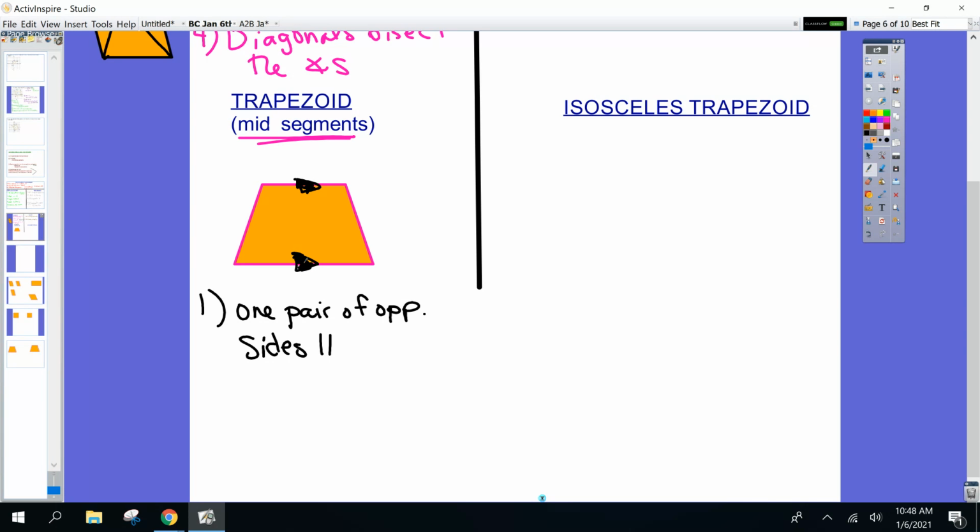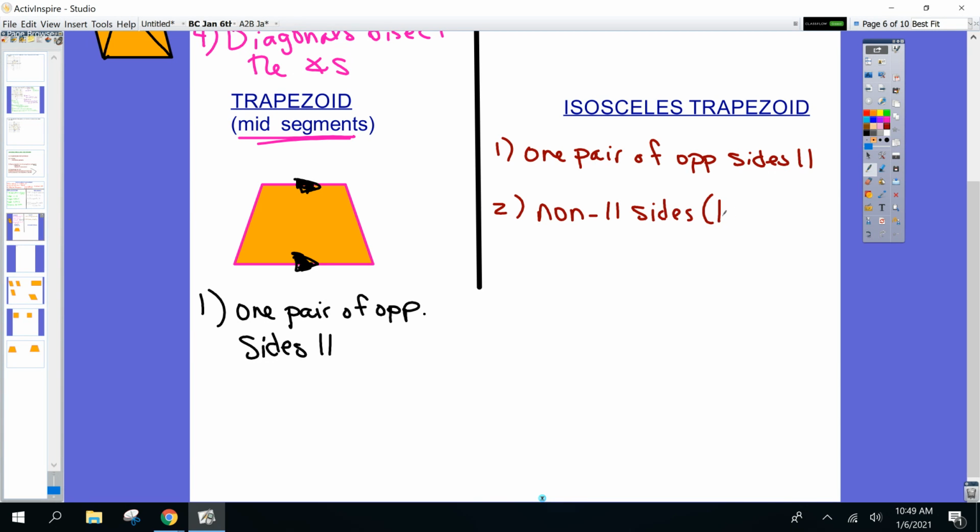All right, isosceles trapezoid. A little bit more to it. You still have one pair of opposite sides parallel. Legs are congruent. Okay, I'm going to write this. The non-parallel sides, which, yes, are called the legs. Make sure we're aware of that. The non-parallel sides, the legs, are congruent. Perfect. I'm looking for base angles congruent. Yep, base angles congruent.